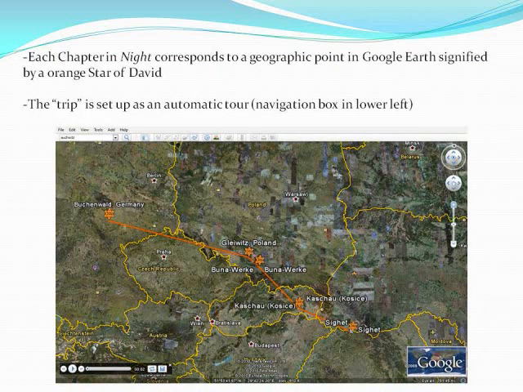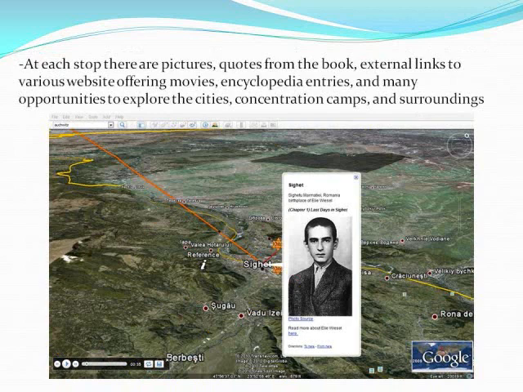So this is the starting screen for the Night Lit Trip. The orange line is the path taken by the characters in the novel, and each chapter in Night corresponds to a certain location on the lit trip, which is signified by one of these orange stars of David. And it's an automated trip that students can pause. There's a navigation tool in the lower left.